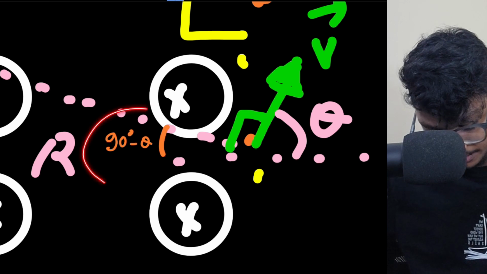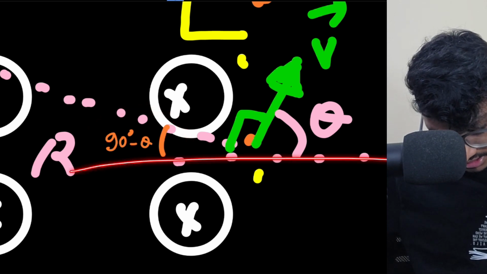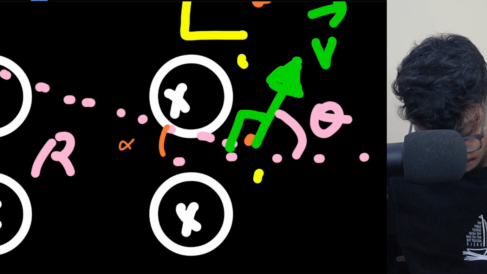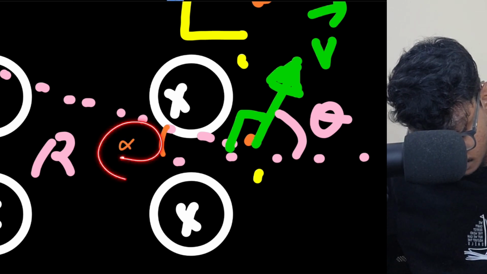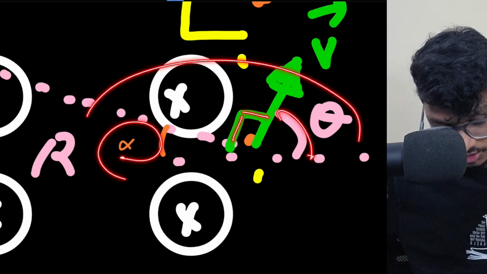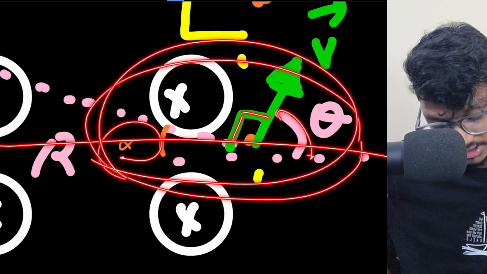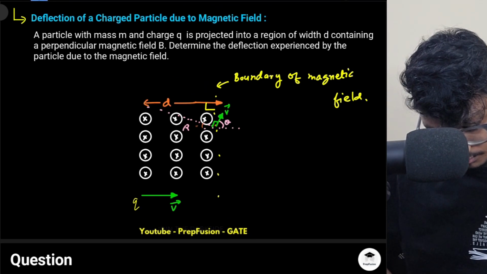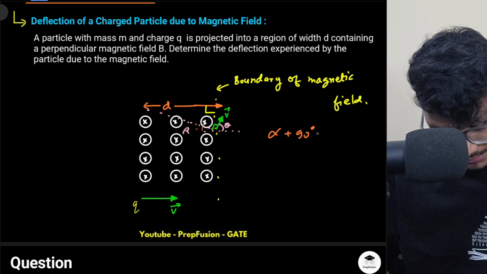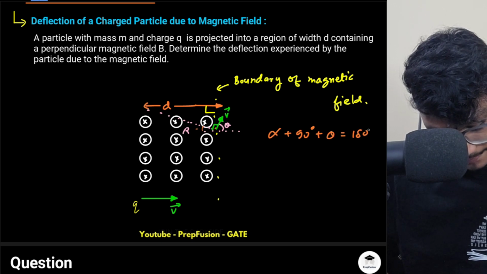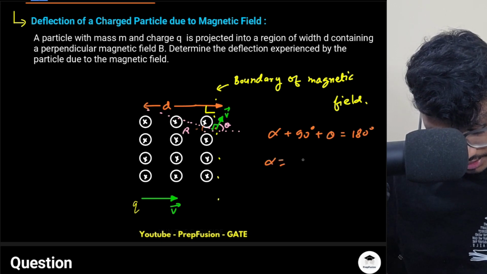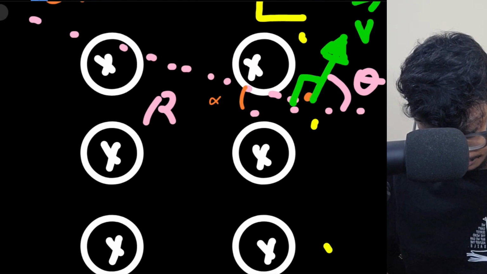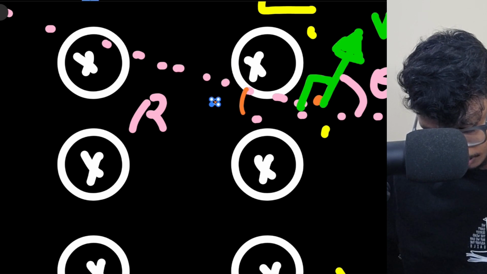Why should this angle be 90 minus theta? Let's just look at this. This is a straight line, right? So let me name this angle as alpha for now, for no confusion. Alpha plus this 90 plus this theta should give me 180, because this is a straight line and I'm just adding all the angles. So alpha plus 90 plus theta should give me 180. So alpha is simply 90 minus theta. So this angle is 90 minus theta. That's why I told you at that point of time it is 90 minus theta.